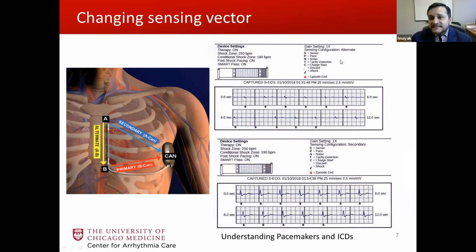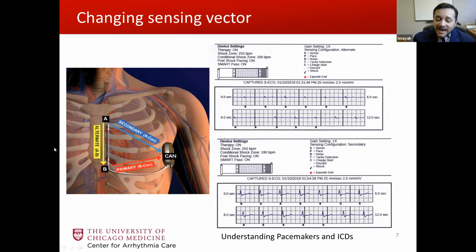So when we change the sensing vector to alternate, you can see that the electrogram, the subcutaneous signals, I should say, are a lot smaller, diminutive. And there's a concern that we may not be sensing well here. So when we changed it to secondary, it was better. You can see that the electrogram amplitude was larger, but there's also a chance that it may not sense completely.